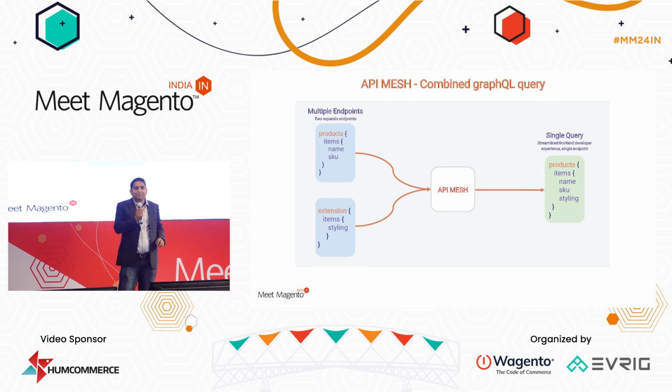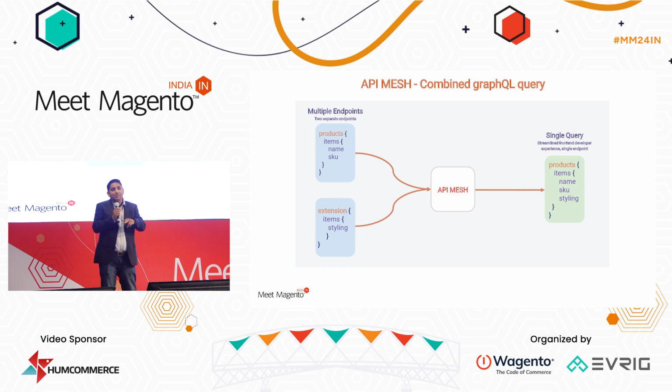Wherein you have different payloads and fields like item, name, and SKU. And in the other extension, we have styling as well. Now, if you want to do it in the traditional way, you have to call these different endpoints, and then you will be able to integrate it into the front-end part. But with the API Mesh, you can create one configuration, extend both, and provide a single query to your front-end developer. So they have all the parameters in one query itself.